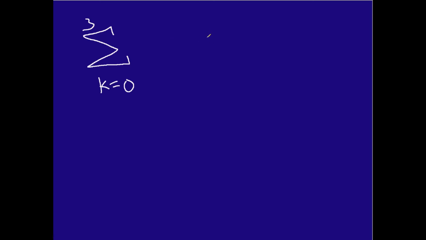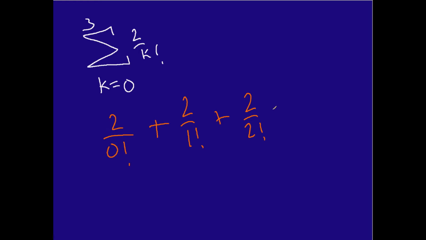And this is what we're going to do: 2 over k factorial, like that. We learned about factorial notation last time. So to go through this example, we're always going to have 2 as the numerator. For our first term, we have 2 over 0 factorial, plus 2 over 1 factorial, plus 2 over 2 factorial, plus 2 over 3 factorial.